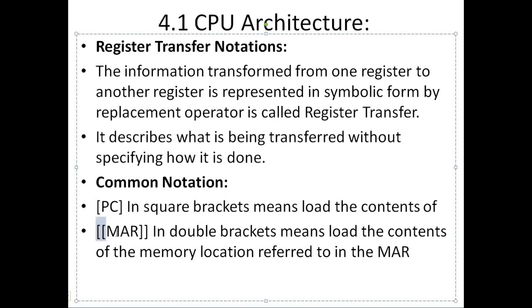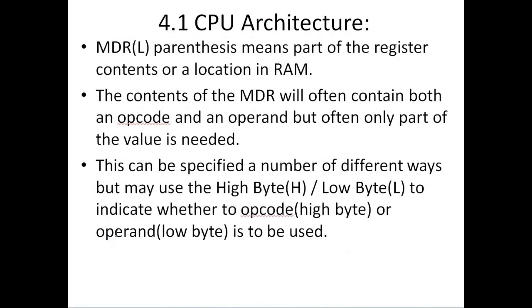If there are double square brackets around a register name, that means this register contains some memory location, and the processor is supposed to go to that memory location and fetch the contents which are stored in that memory location in the RAM. The actual memory address which is stored in MAR is not supposed to be copied. The processor has to get the contents which are stored in that location. So double brackets basically mean load the contents of the memory location which is present in that register, and normally it only happens with MAR.